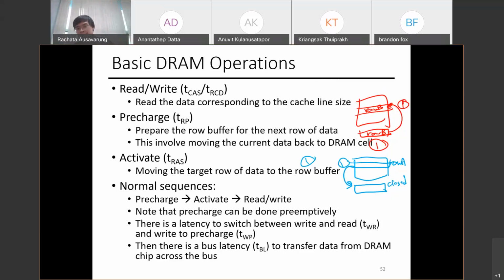Pre-charge can be done preemptively. If you know that you're finished with whatever is in that row, you can close it ahead of time, so that when you need to read a different piece of data, you can just do activate and read or write. There's a latency to switch between read and write, or write to read, and write to pre-charge. There's also an amount of time to transfer data from the DRAM chip across the bus to the cache.